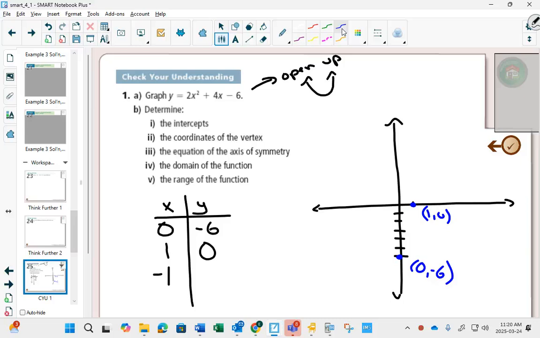-1. -1 squared is +1, times 2 is 2. 2 minus 4 would be -2, minus 6, -8. Oh, I don't have symmetry yet. All right, but I can plug that point in. -1, -8. Okay. I would try -2 next. -2 squared is +4, times 2 would be 8, plus a -8 minus 6. Oh, look at this. We have symmetry.